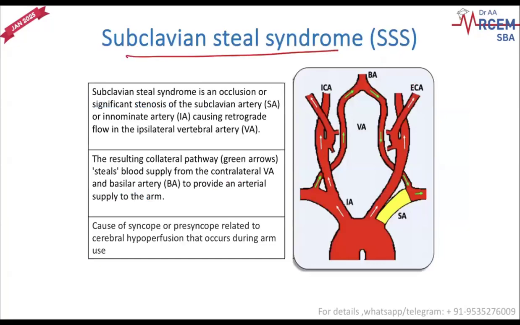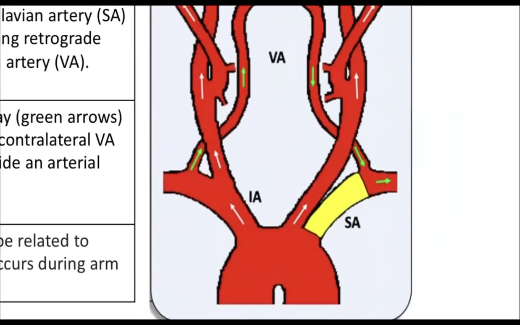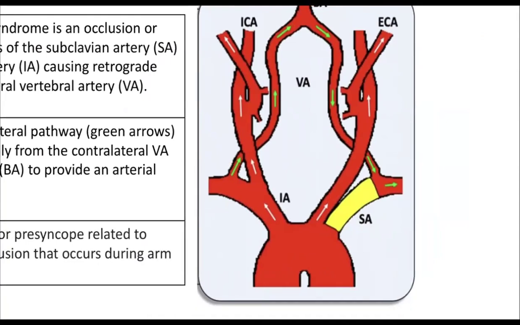Subclavian steal syndrome. First, the normal anatomy you need to be aware of. This is the brachiocephalic artery, the first branch of the arch of the aorta. The brachiocephalic artery divides into a common carotid artery and the subclavian artery. The common carotid artery just goes up. We are not worried about the common carotid artery. Forget about it. The subclavian artery will give a branch which is known as the vertebral artery.